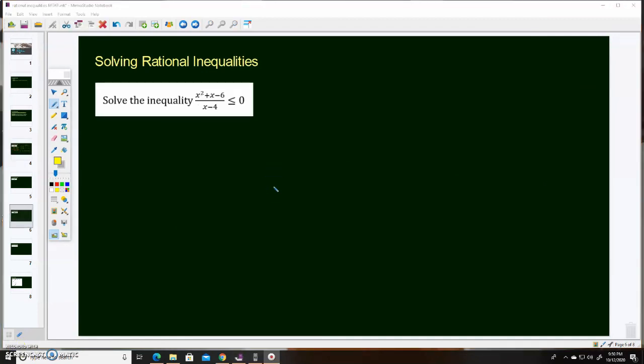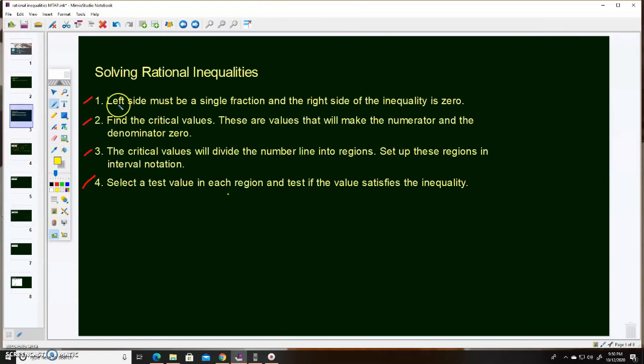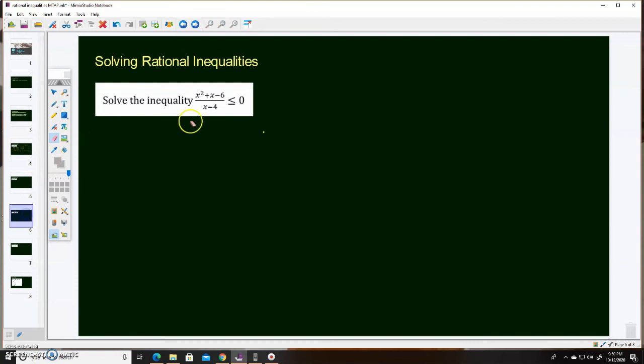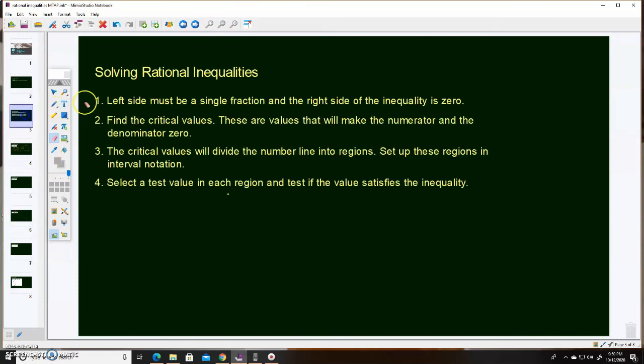Okay, let's go to this next problem. Find the solution to the inequality (x squared plus x minus 6) over (x minus 4) is less than or equal to 0. Again, let's go back to the suggested steps earlier. The left side must be a single fraction and the right side is 0. In this case, it already is, so we are actually done with step number 1.